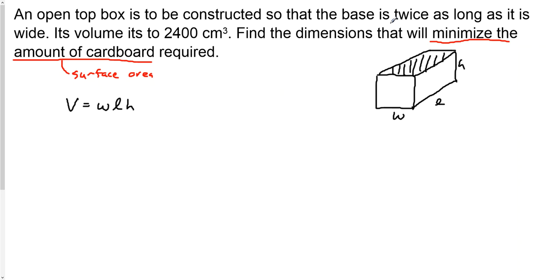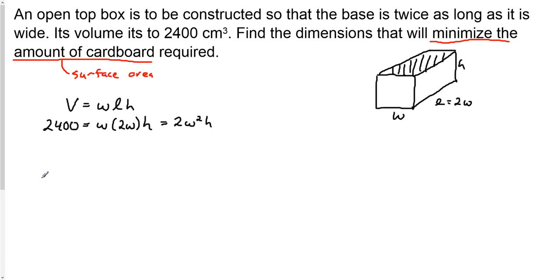Now, the other piece of information they give us is that the base is twice as long as it is wide. So the length of this base is going to be 2 times the width of the base. So we can make that substitution here in our expression for our volume. It's going to be width, our length is going to be 2 times the width, times height. So this is just going to be 2w squared h. And we know that this volume is equal to that 2,400 centimeters cubed. We're going to be using this expression a little bit later.